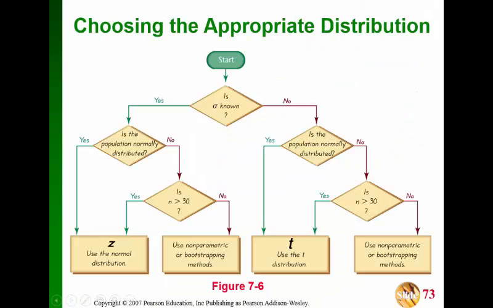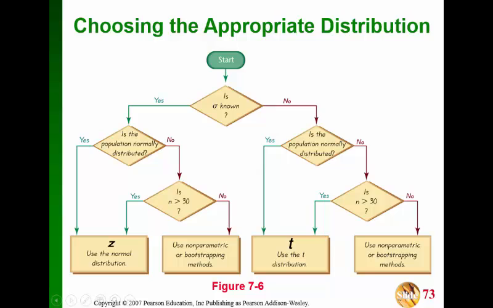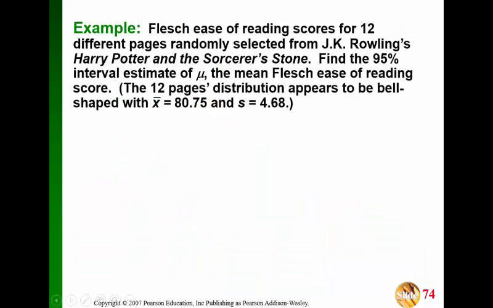All right. Choosing the appropriate distribution, it turns out that it's really based on whether you know sigma or not. If you know sigma, then you use the z distribution. If you don't know sigma, then you use the t distribution. All this other stuff over here, nonparametric or bootstrapping methods, that's stuff that we're not going to cover, so we don't need to worry about that. If you assume sigma is equal to something, then you get to use the z distribution. That's really the only big thing.